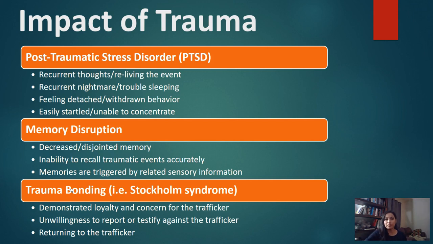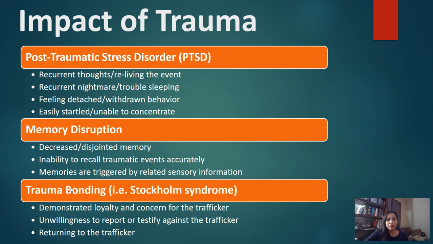The impact of trauma. Some victims may be experiencing post-traumatic stress disorder. They may have recurring thoughts or relive the event, have recurring nightmares or trouble sleeping. They may feel detached and withdrawn, and they might be easily startled. They may also have cognitive impairment, such as the inability to concentrate, memory disruption, unable to recall things, unable to recall events accurately. Memories may be triggered by related sensory information.